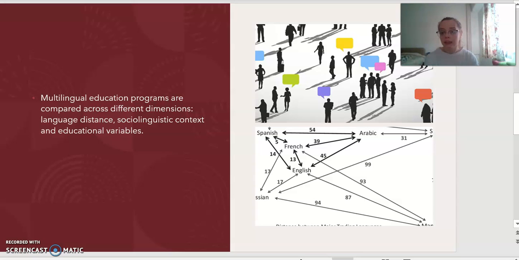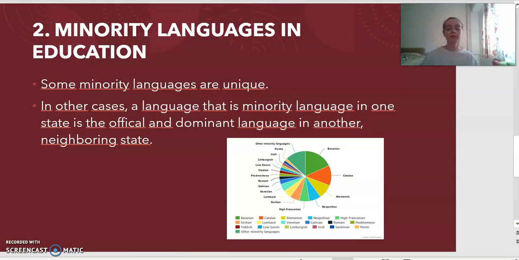And secondly, minor languages and education. There are different categories of minor languages. Some minor languages are unique because they are spoken in one or more states, and they are not the dominant language of a state. For example, Catalan, which is spoken in Spain, France, and Italy.